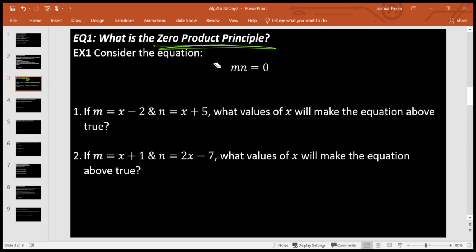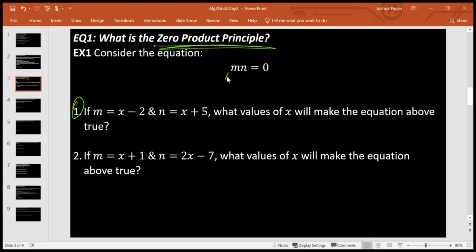So the bigger implications there are in factoring and in quadratics. And later on, when we get into higher degree polynomials, we can find roots using the zero product principle, assuming that those polynomials are factorable somehow. Okay, so let's play with this. Let's look at this first example that I have here.